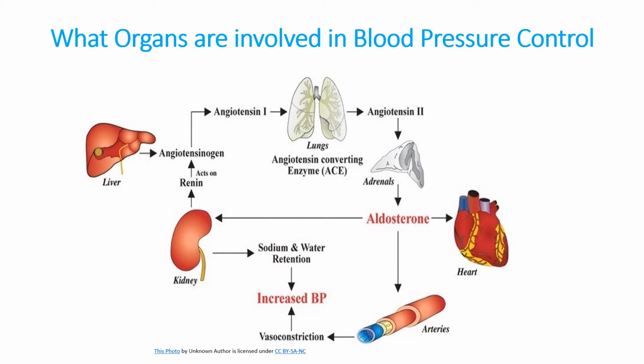And then the angiotensin 2 will stimulate the adrenals to release aldosterone, which will affect the kidney and the heart. And in the arteries, it can lead to constriction, and therefore there will be increased blood pressure. And in the kidney, there will be sodium and water retention. So there will be increase in water volume, and that will lead to the increase of blood pressure. So these are the major organs that can affect the blood pressure of the body.